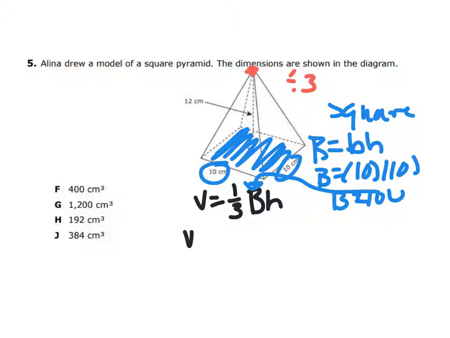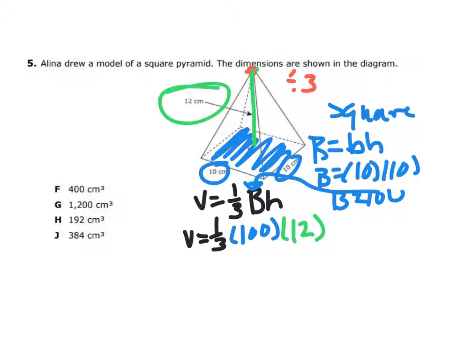So when I start substituting into my formula, I get 1/3 capital B, which is 100, times the height of the pyramid. So just like the last question, we're going to start at the top and drop a tape measure straight down. If I do that, that distance from the very top straight down to the base is going to be 12. So now that I start simplifying, I have V equals 1/3 times 12 times 100, which is 1,200. And then 1,200 divided by 3 is going to give me a total of 400.